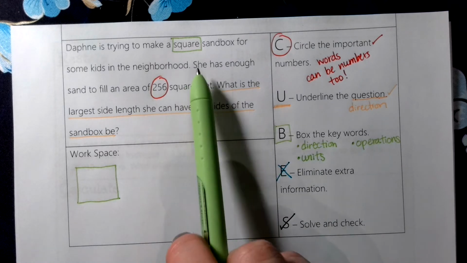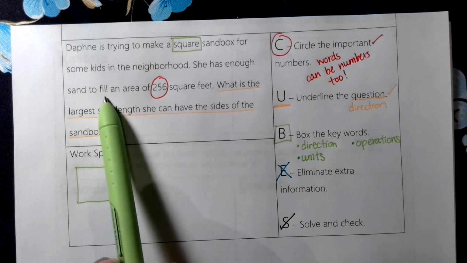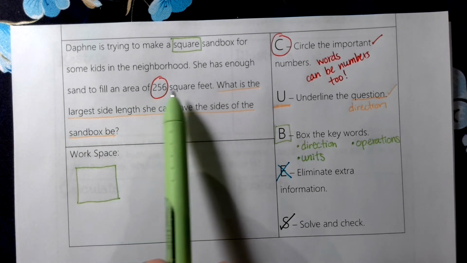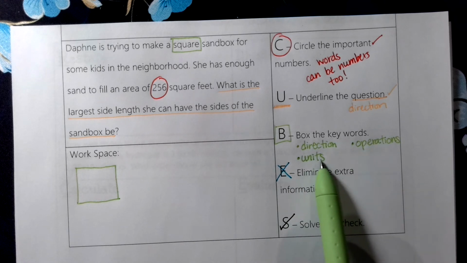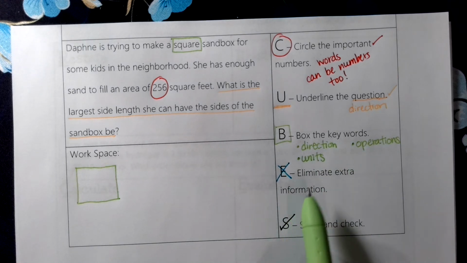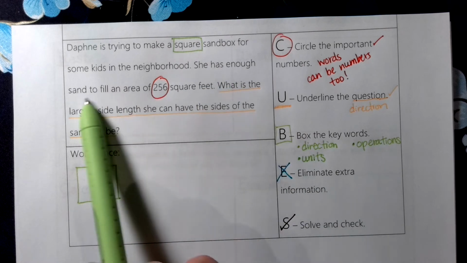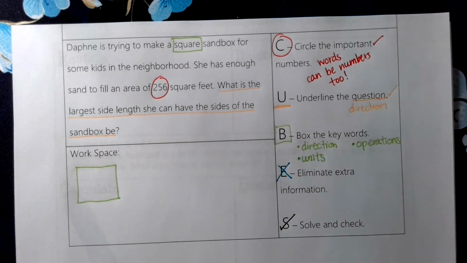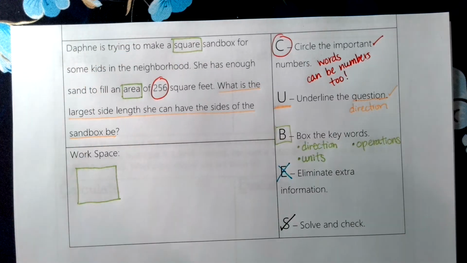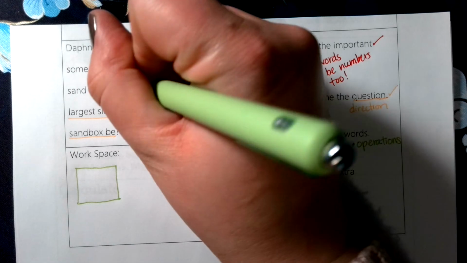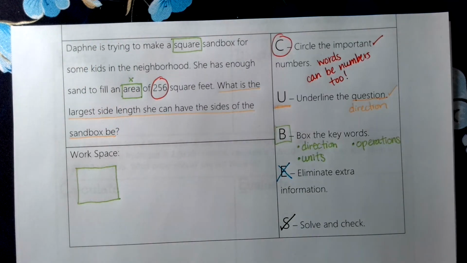On to the next one. She has enough sand to fill an area of 256 square feet. Again, keywords are directions, units, or operations. What words in here tell us directions, units, or operations? Area. Area tells us what operation? Area tells us that we're going to multiply.